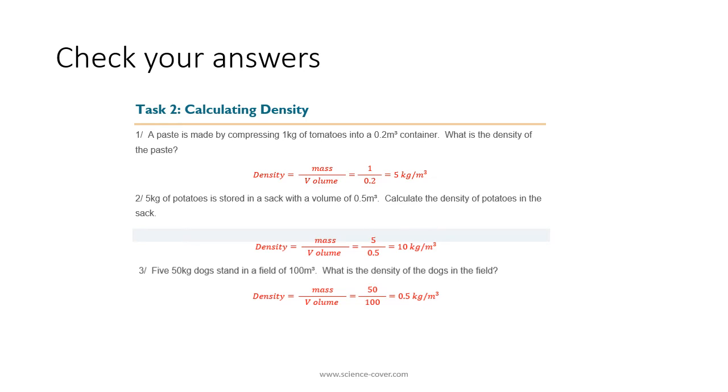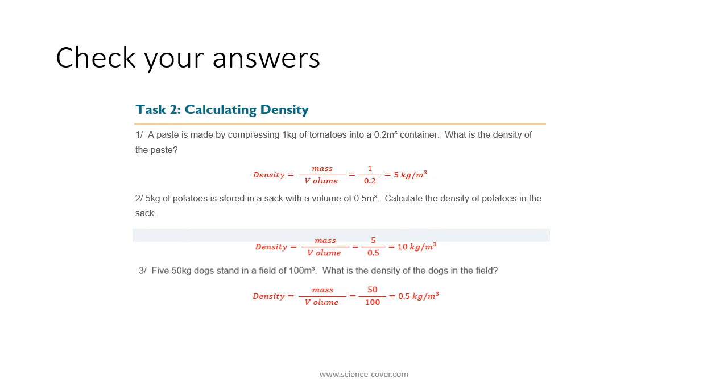5 kilograms of potatoes are stored in a sack with a volume of 0.5 meters cubed. Calculate the density of the potatoes in the sack. So again, density is mass divided by volume, so it's 5 divided by 0.5, which equals 10 kilograms per meter cubed.